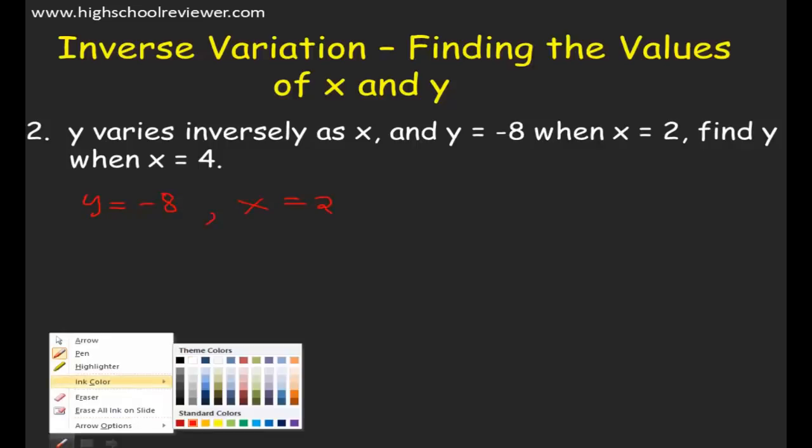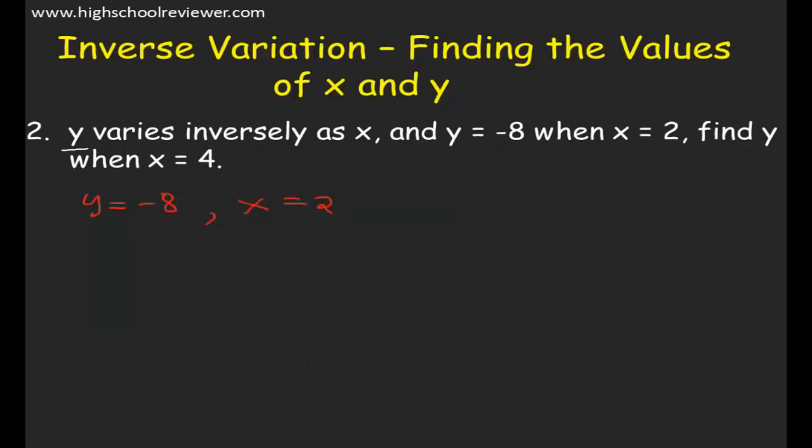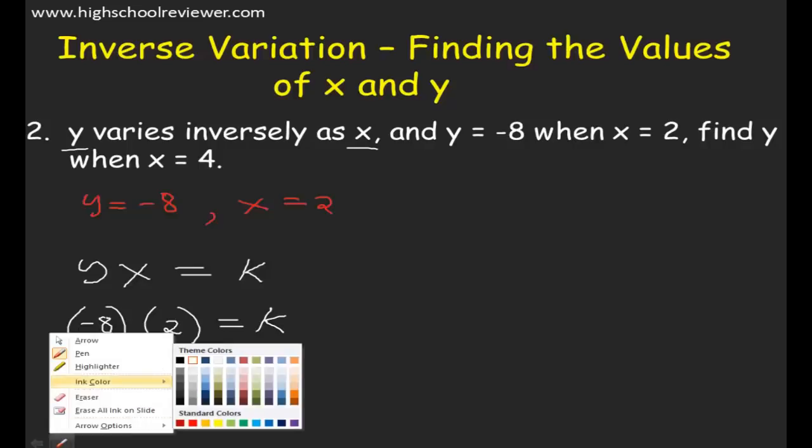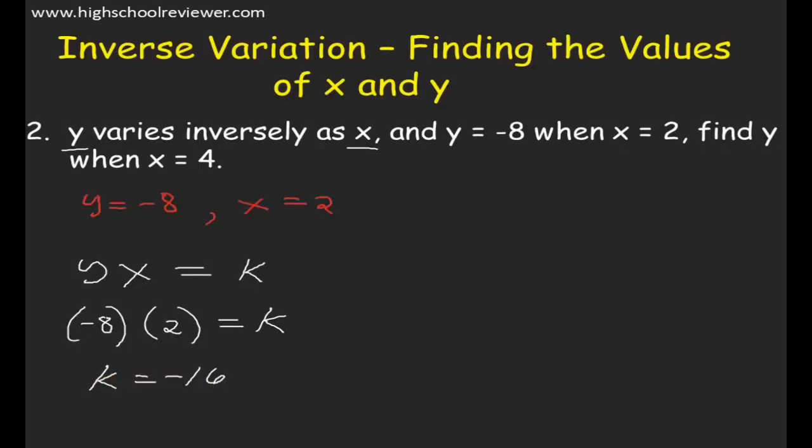Our equation will be, so it is y varies inversely as x. So the equation will be y times x equals k. So the value for y is negative 8 and the value of x is positive 2. This is equal to k. So our k here will be equal to negative 16. And then we will find the second value of y. So the second value of y is unknown. So y here will be the unknown when x is equal to 4.